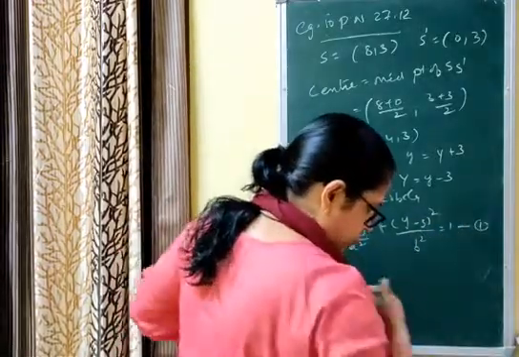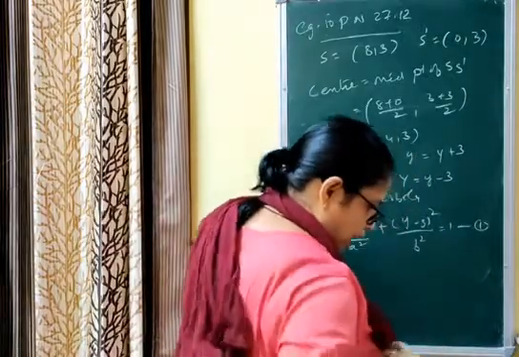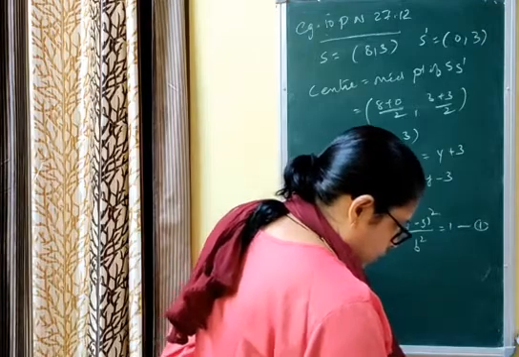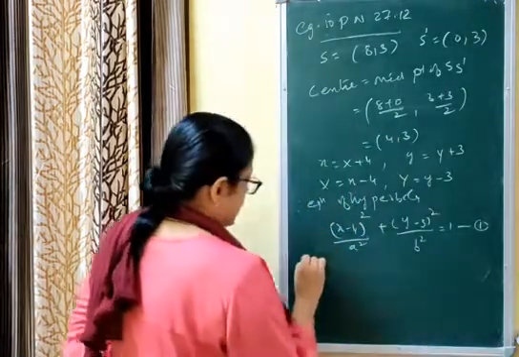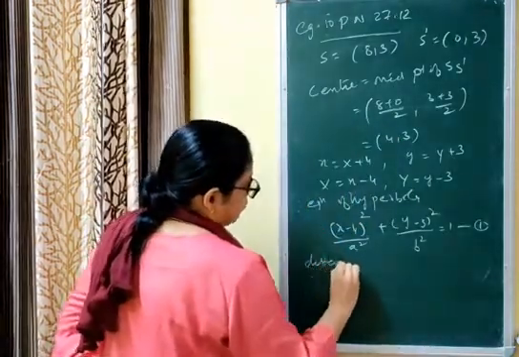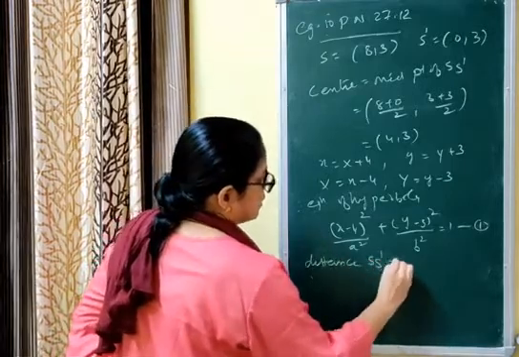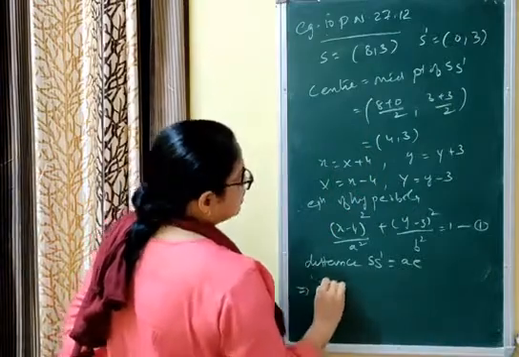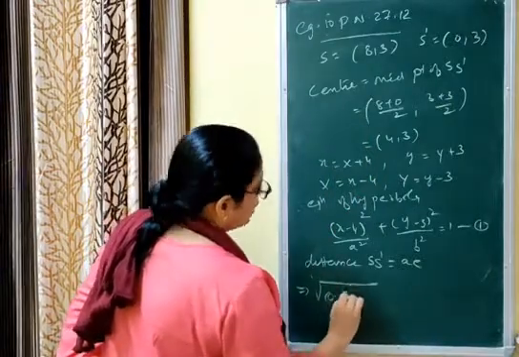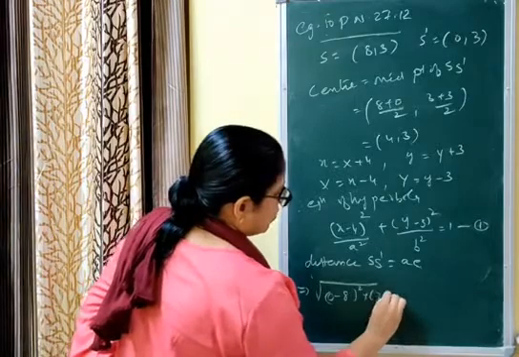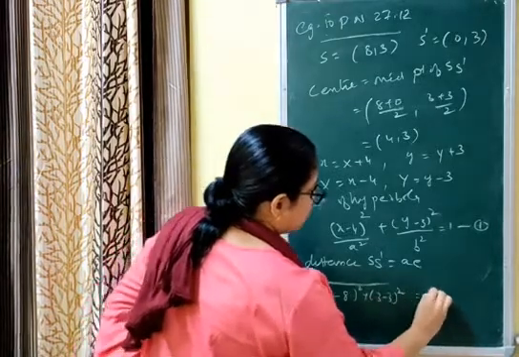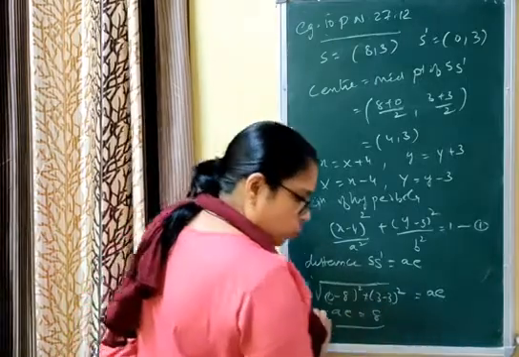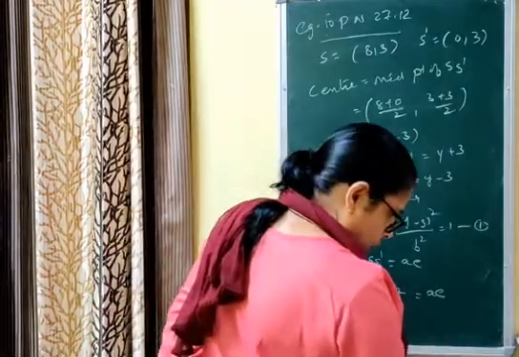Now what do you have to find out? You have to find the values of a square and b square. How can we find that? What is the distance between S and S dash? The distance S S dash is equal to 2AE. How can we find the distance between S and S dash? Using the distance formula, square root of (0 minus 8) whole square plus (3 minus 3) whole square is equal to 2AE. Implies 2AE is equal to 8.